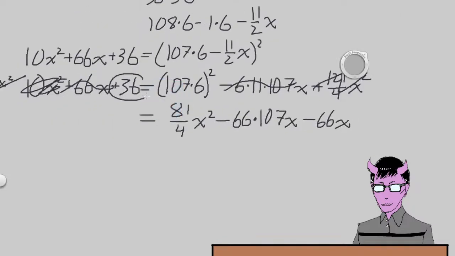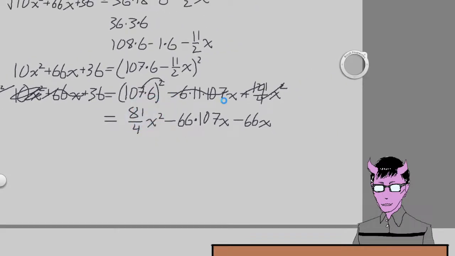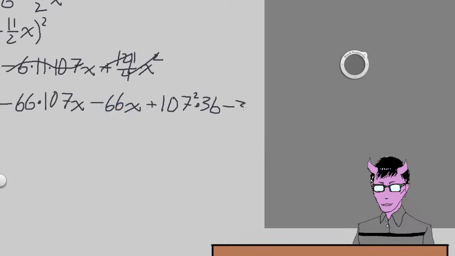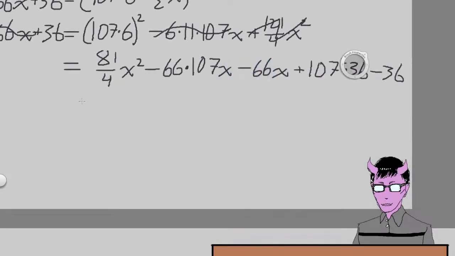And then lastly, we have minus 36, and then minus 36. Hey, we can do partial distribution, right? So this one is going to be plus 107 squared times distributive property of exponent 36. And you know, we can take away 136. Okay, so it's looking a little better, but still kind of bad.